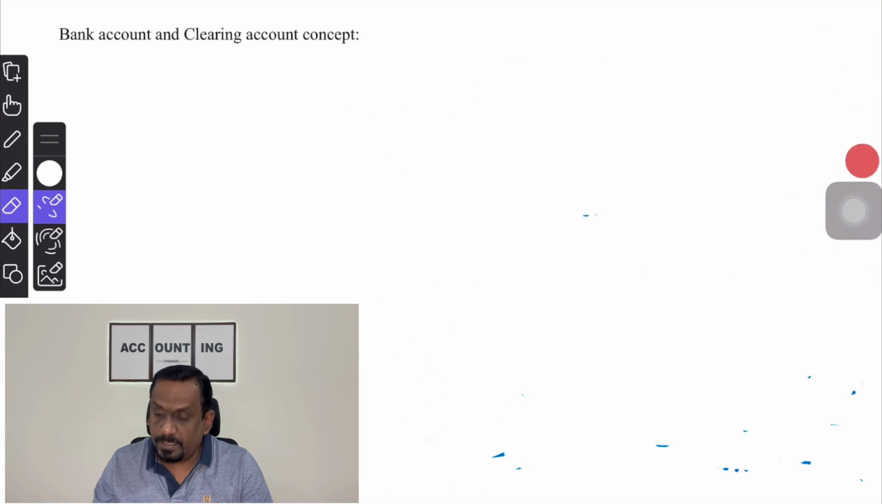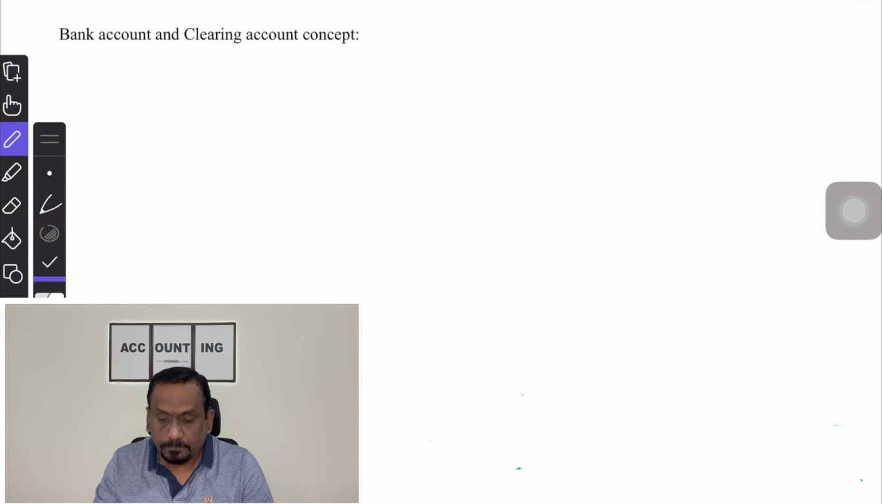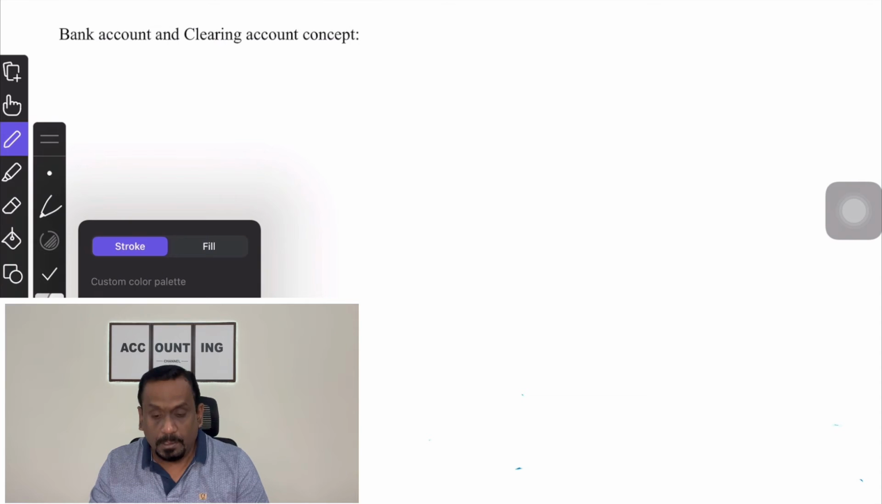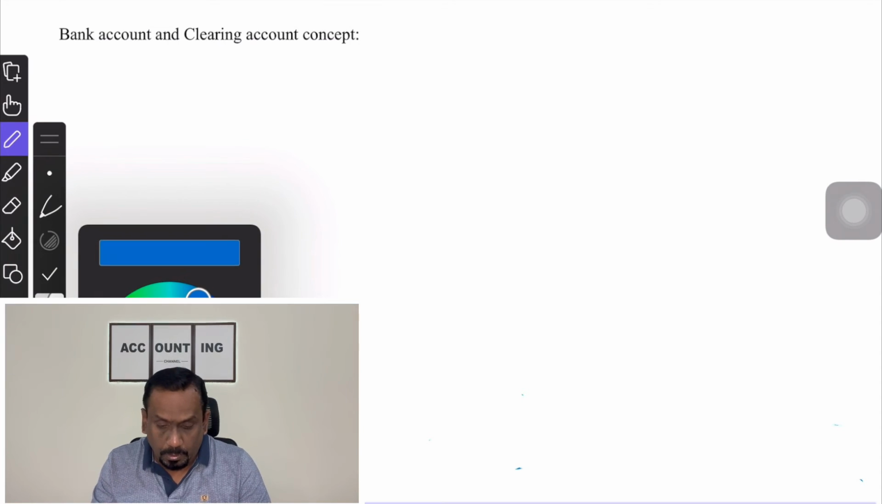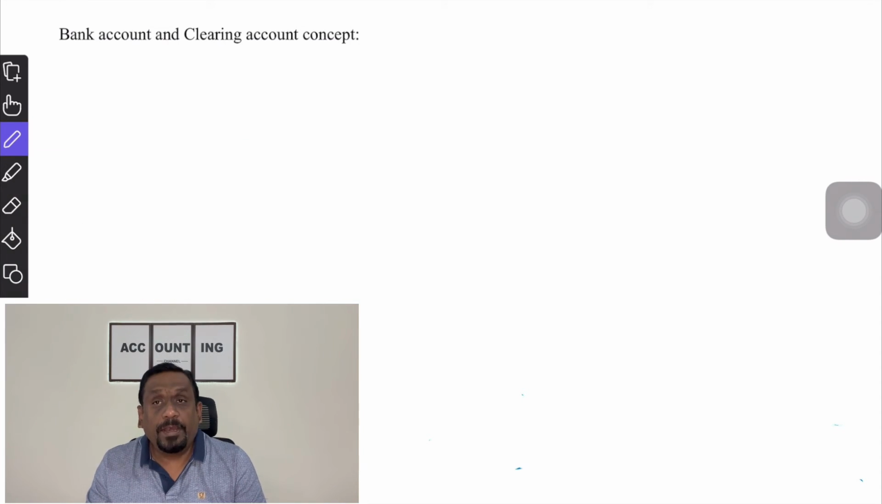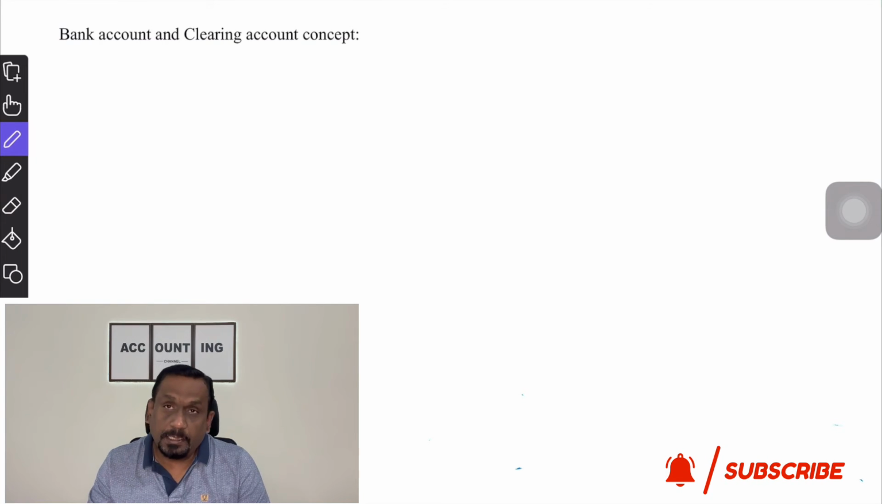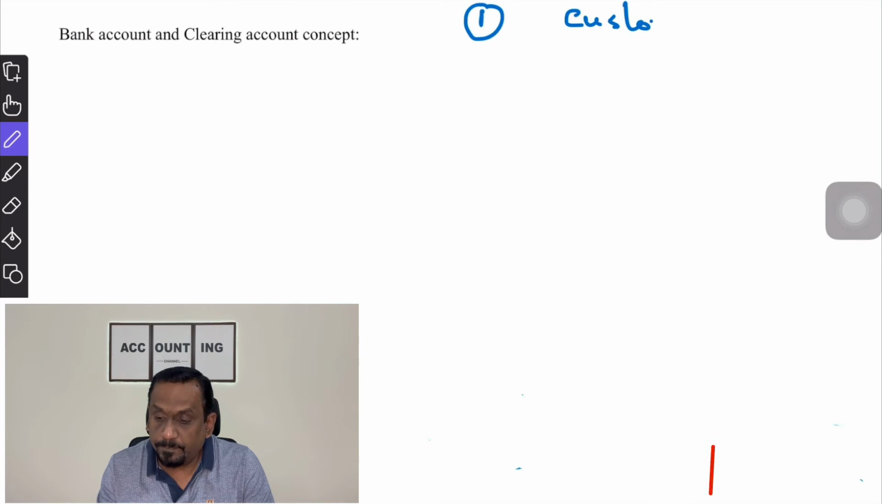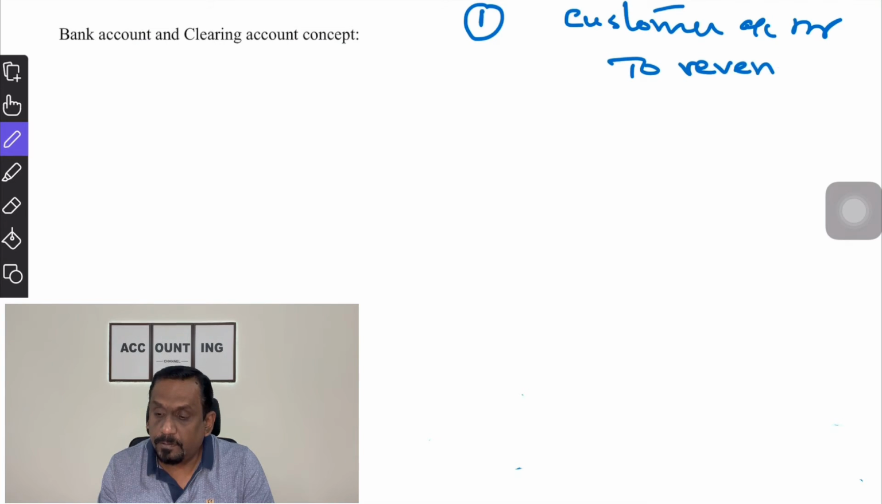What are the receivable entries we generally get? Customer. So when we sell the goods, what entry we post? Customer account debit, our revenue account credit. Clear?